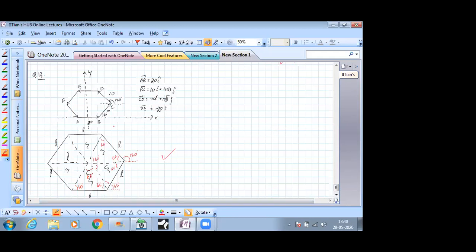No, Rushan, it should be 10 only because the side length we are taking as 20. So AB is equal to BC equal to CD like this, equal to 20. But for example, BC will become 20 cos 60 i cap plus 20 sin 60 j. Similarly, CD will become 20 cos 120 i cap plus 20 sin 120 j.